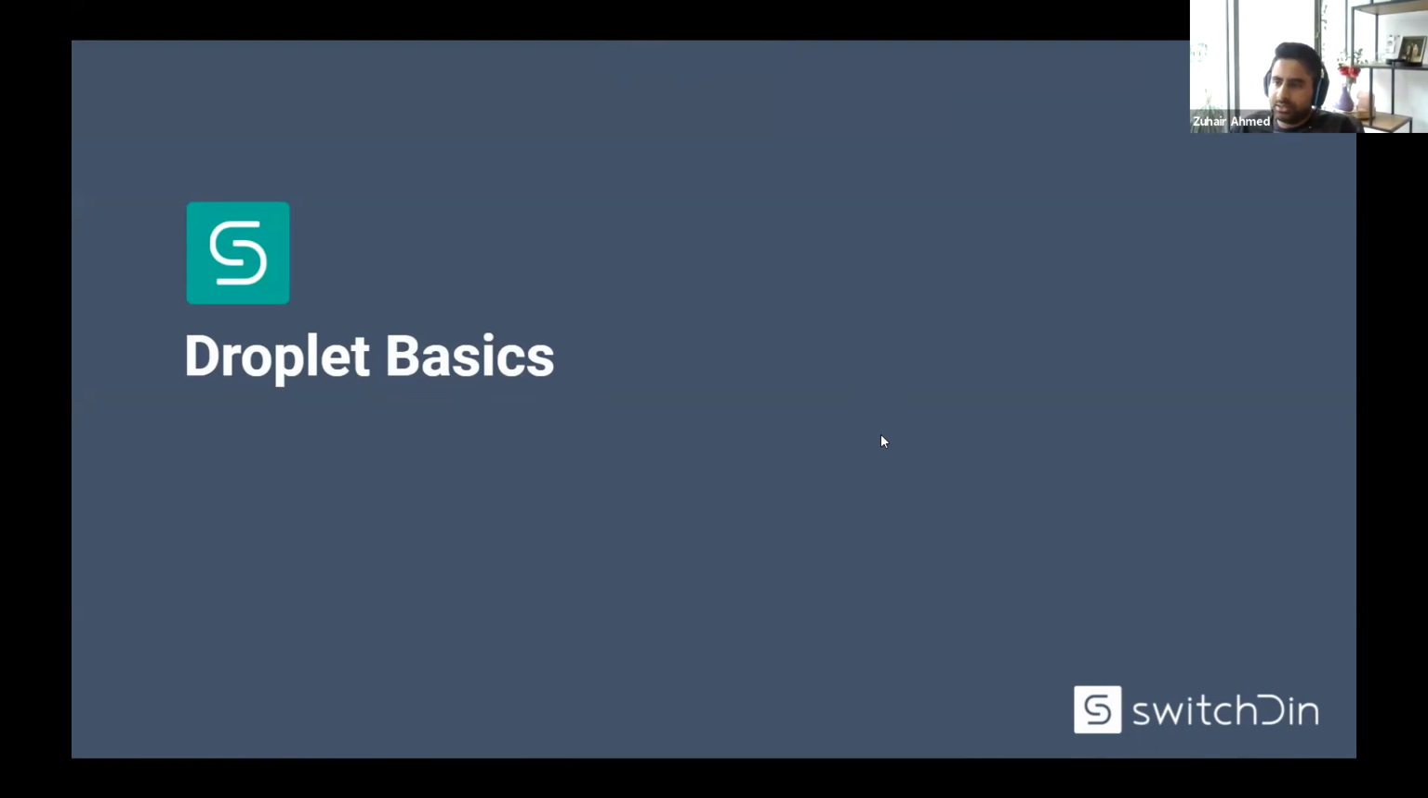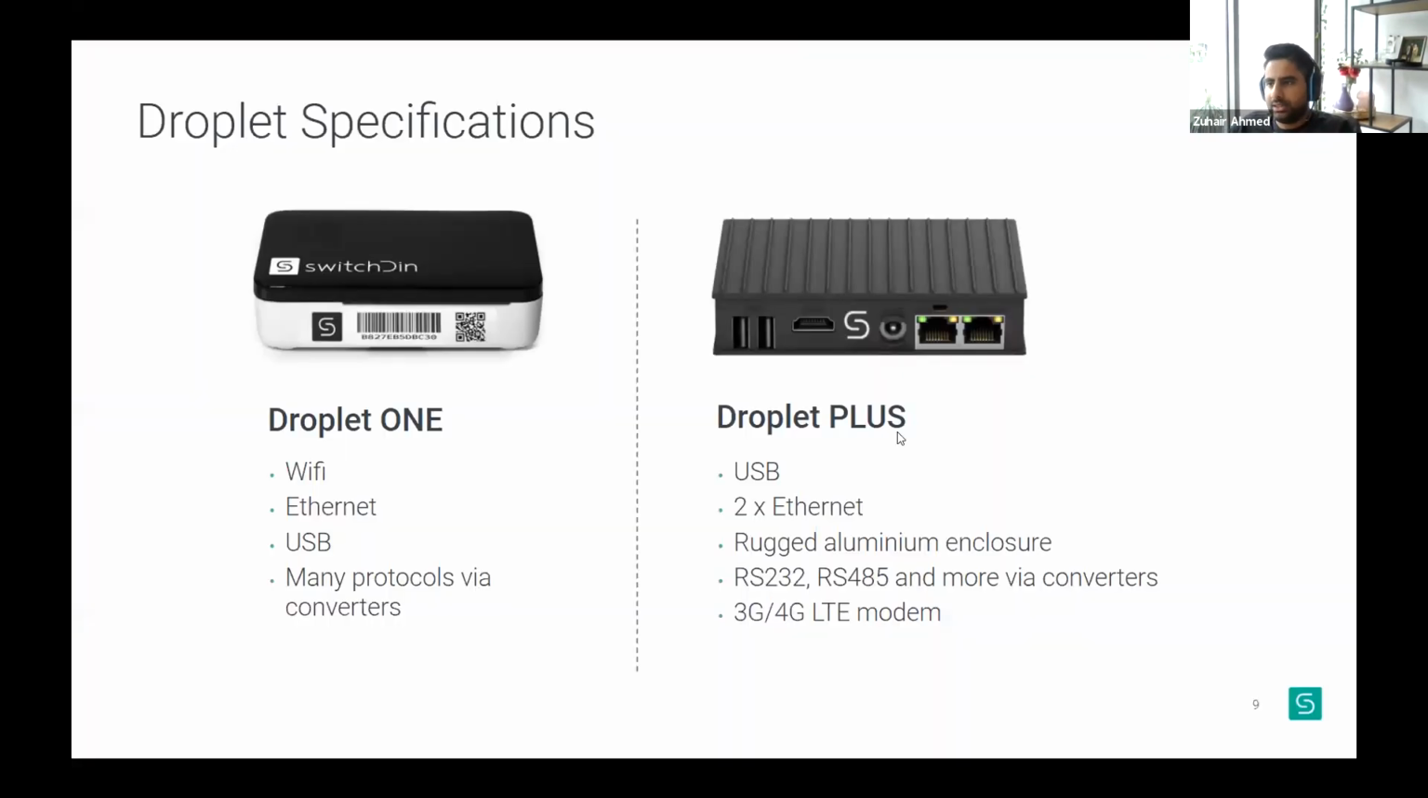All right, let's start with a few Droplet basics. The next generation of the droplets, we are moving towards Droplet 1 and Droplet Plus. It's the same residential and utility droplet, but it will come with a few additional features in line with what we're going to discuss today. Droplet 1 comes with Wi-Fi. Droplet Plus, on the other hand, has 4G capability and also has a rugged exterior, making it more tough and allowing users to make use of this product in tough environments.